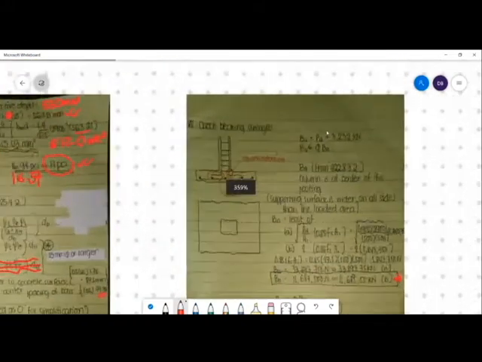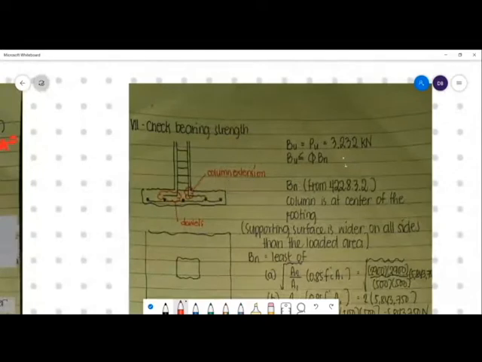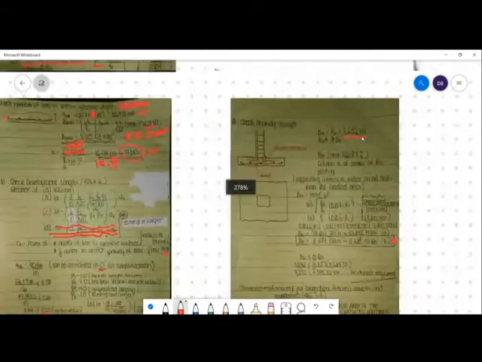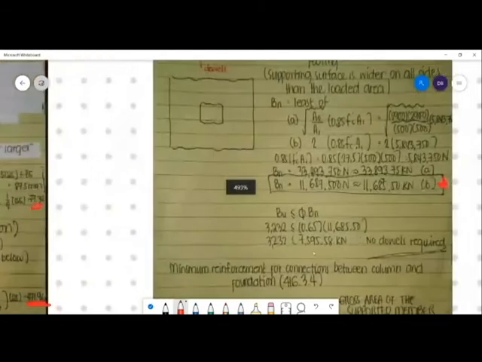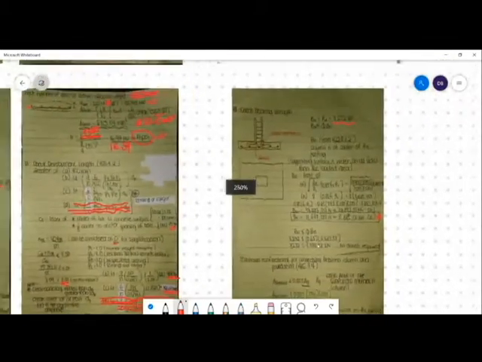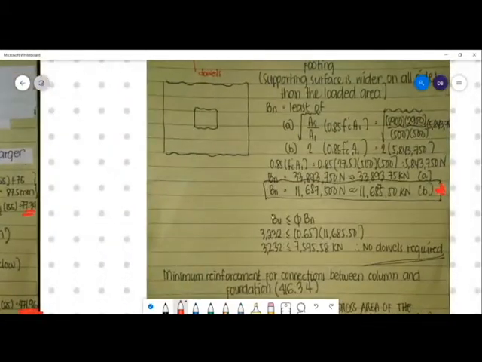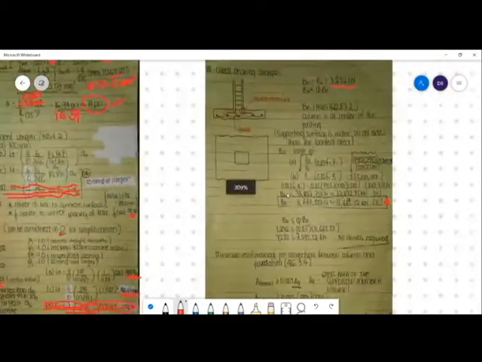Okay, our actual B sub U is the force acting on the column, which is equal to 1.2 dead load plus 1.6 live load, which is 3,232 kilonewton. Okay? So B sub U shall be less than or equal to phi B sub n. Our phi here is 0.65.